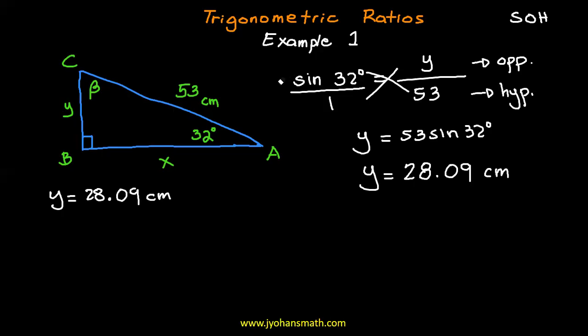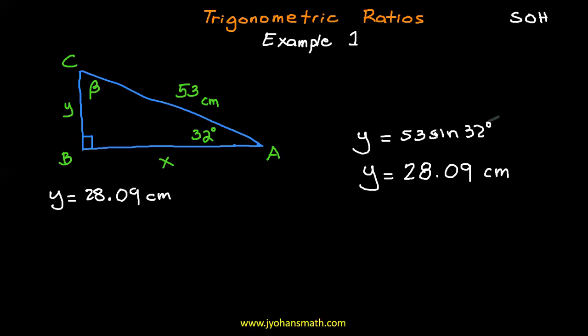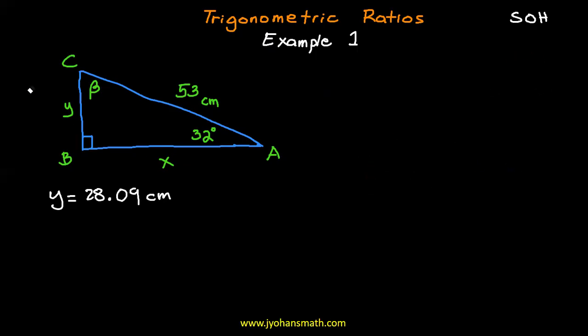Let's solve for the value of x. And we're also going to use trigonometric ratios, particularly the cosine function. So cosine 32 degrees is equal to the adjacent side, that is x, over the hypotenuse, that is 53. So for sine, that will be SOH, and for cosine, we're going to have CAH. So adjacent side over the hypotenuse. Again, the left side is all over 1.